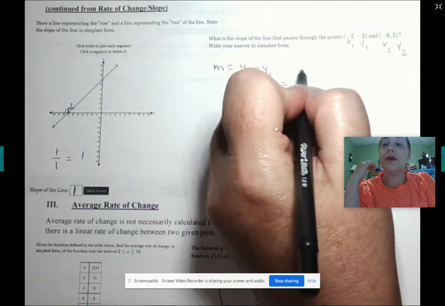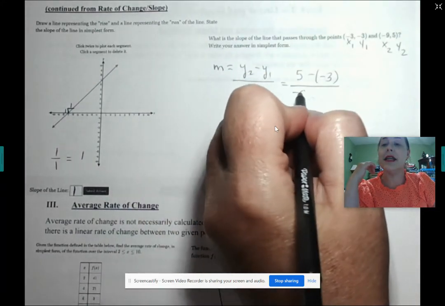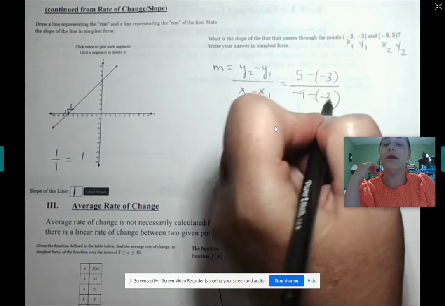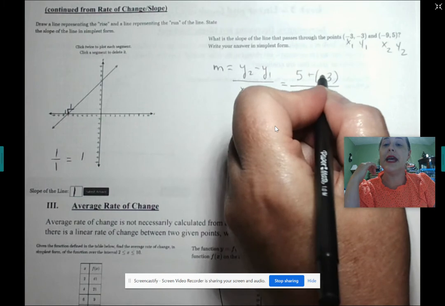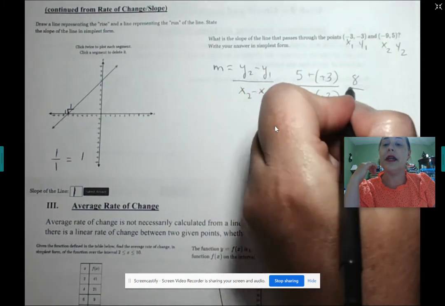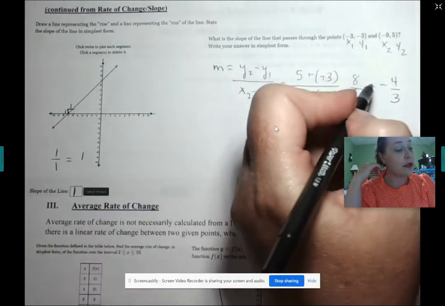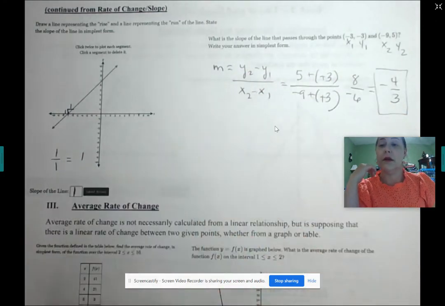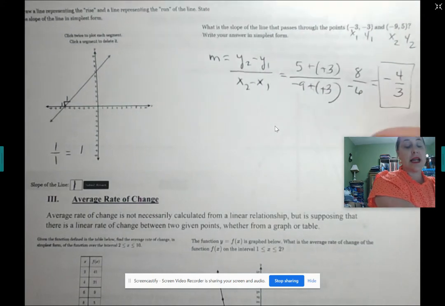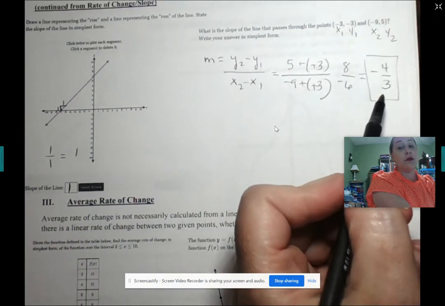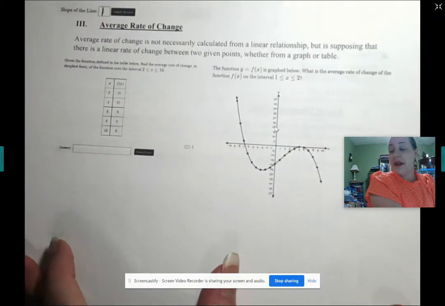Subtracting the y's, that would be 5 minus -3. Subtracting the x's, -9 minus -3. Minus negatives always turn to positive, so I get 8 on top and negative 6 on bottom, which reduces to negative 4/3. That would be my slope. And that is simplest form. Don't write negative 1.3. That is not the same. This is negative 1.333 repeating, so you have to write it as a fraction if they don't give you permission to round.